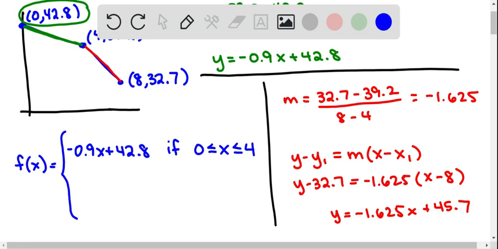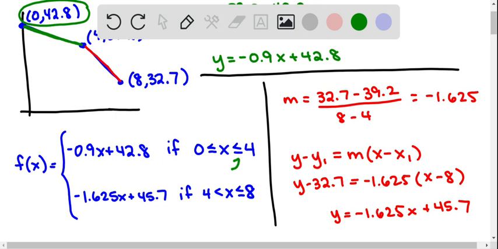And then the second piece has equation y equals negative 1.625x plus 45.7. And the domain of that piece is 4 is less than x is less than or equal to 8. I just chose to put the equal to on the 4 for the first piece and not for the second piece because typically you just choose to put it in one place or the other, but not both. So there we have our piecewise definition.